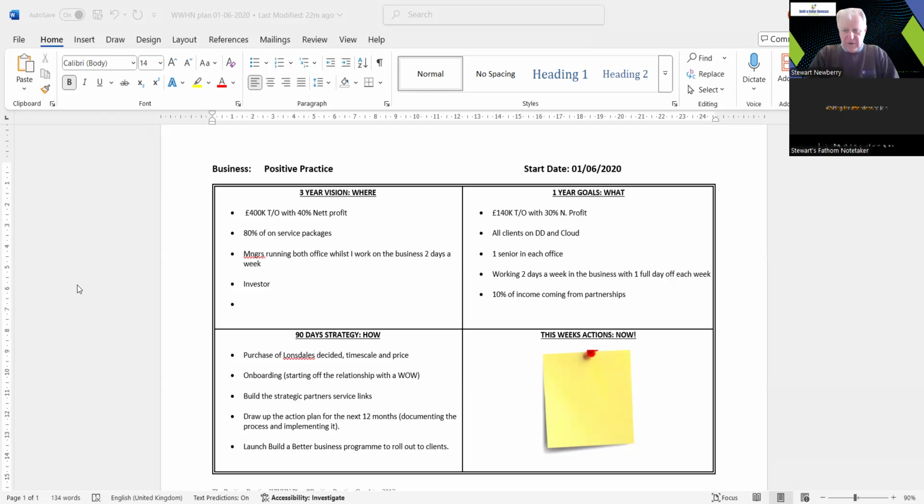I've left the last box in the right hand corner because it looks different. It's last. As I said before, 90 days is 13 weeks. You've got your 90 days of strategies. How are you going to actually achieve these? We'll work through that.